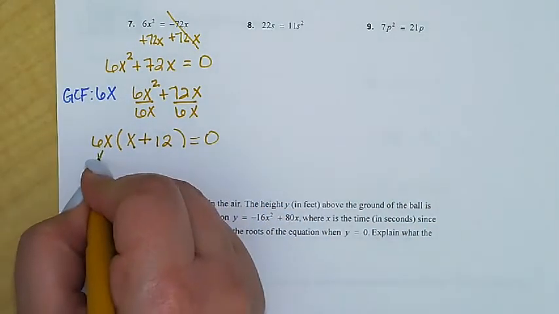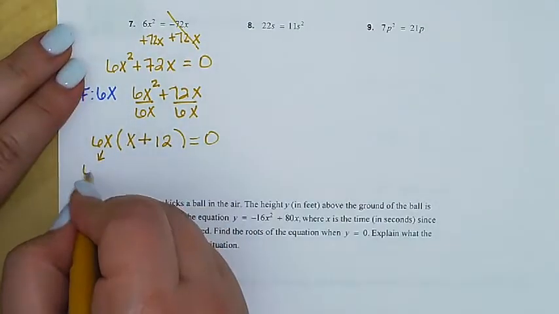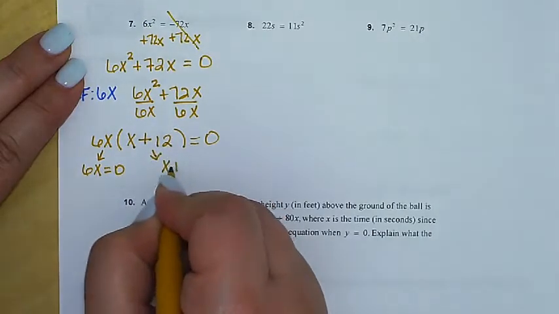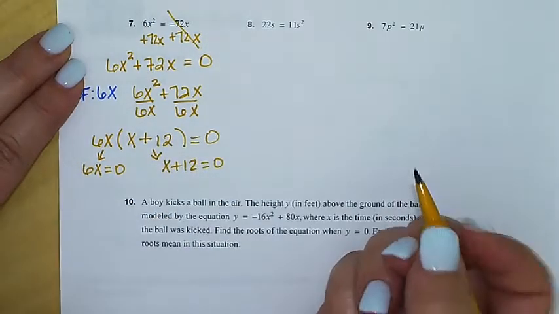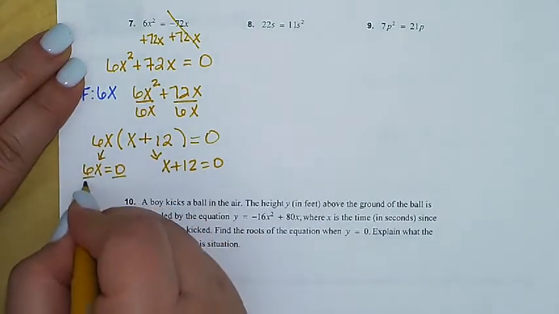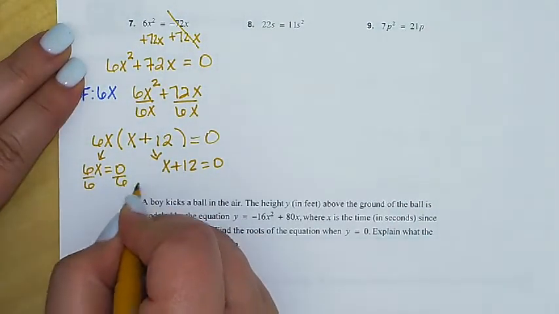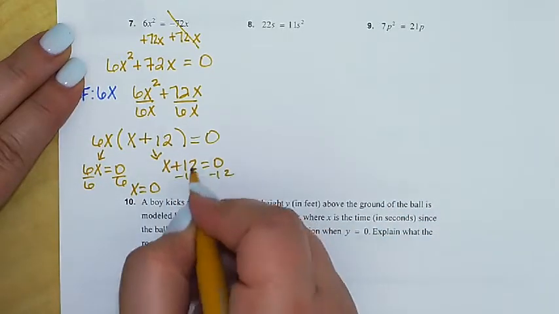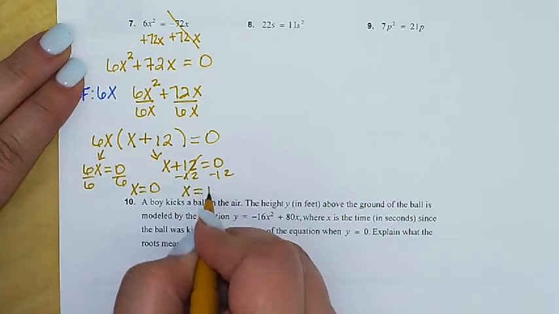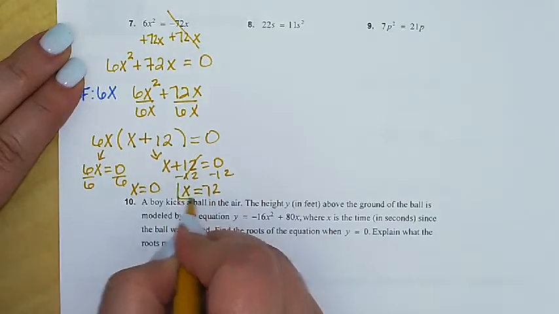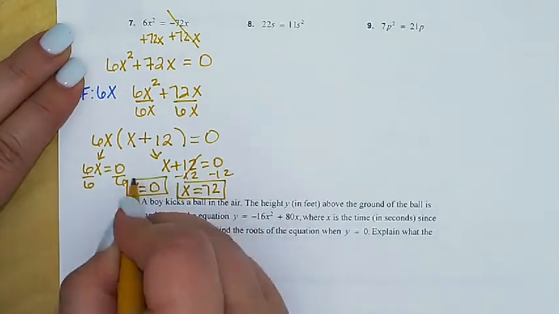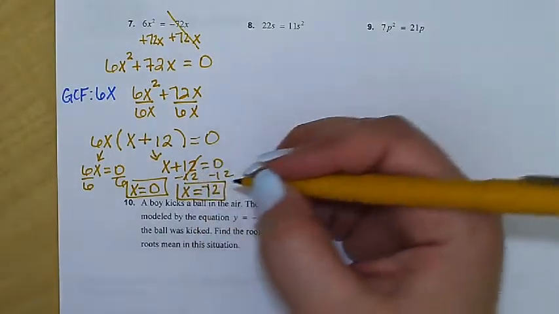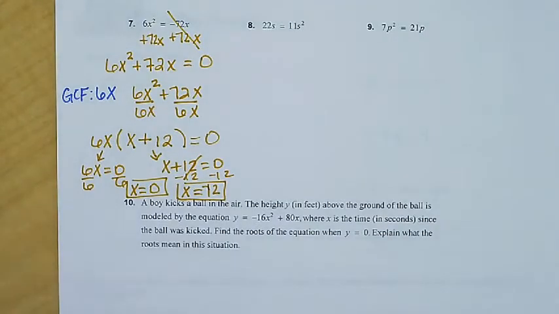Okay, so if this times this is 0, then either 6x would have to be 0, or x plus 12 would have to be 0, and then we just divide each one. So one solution here is that x is 0, and here if we subtract the 12, the other solution is that x is negative 12. There are the roots, or the solutions, or the zeros, whichever vocabulary word we feel like using that day.